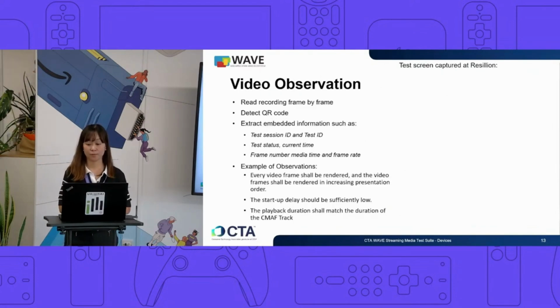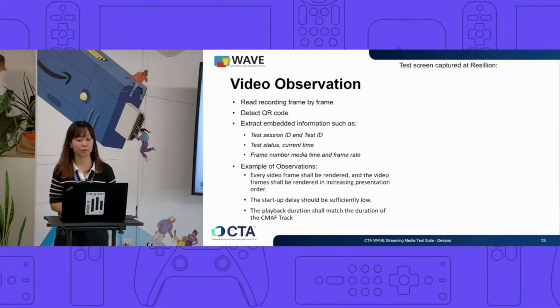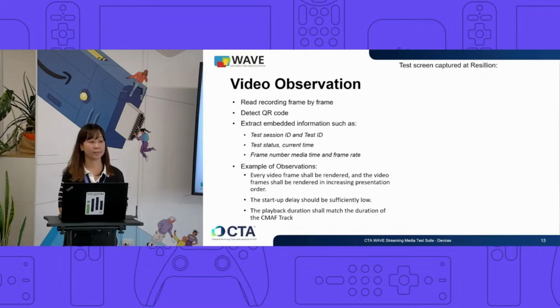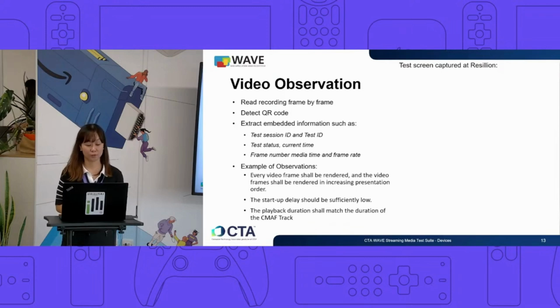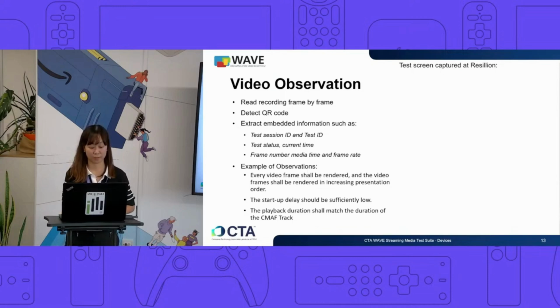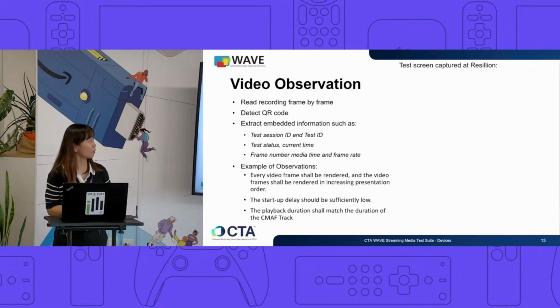To begin with video observation, the observation framework reads the provided recording frame by frame, scans and detects the QR code, and extracts the information from the QR code that can be used to determine different observations, such as whether every video frame is rendered, whether it's in increasing presentation order, whether the startup delay is within the tolerance, or whether the playback duration matches the CMAF duration. We have three sets of different QR code information that can be captured from the test run.